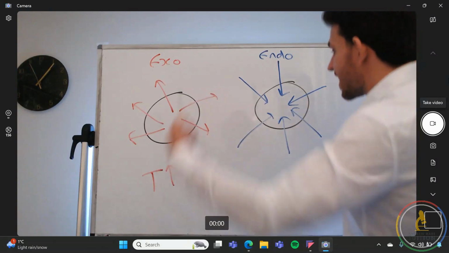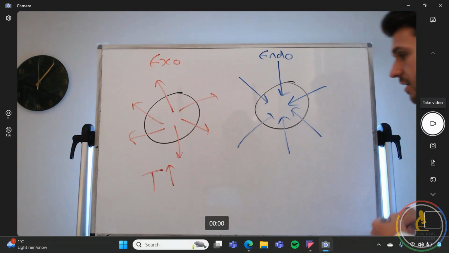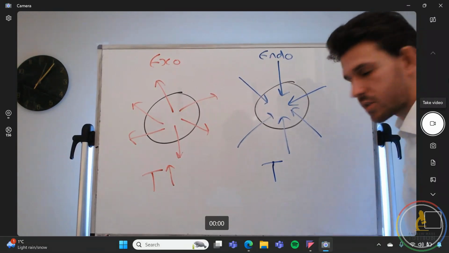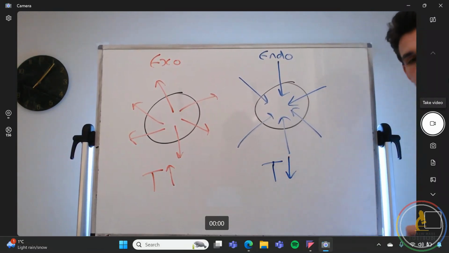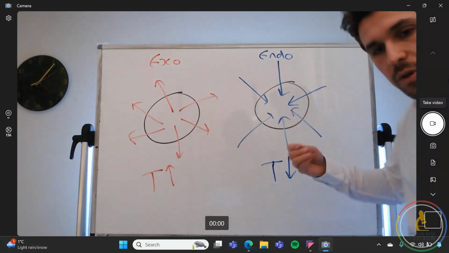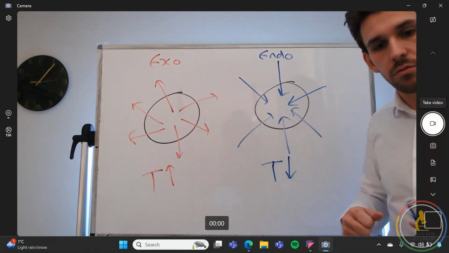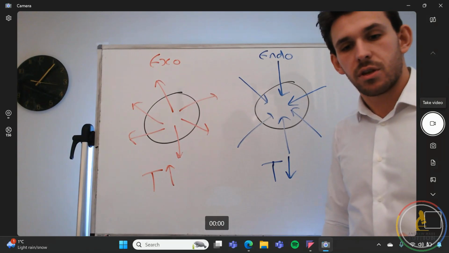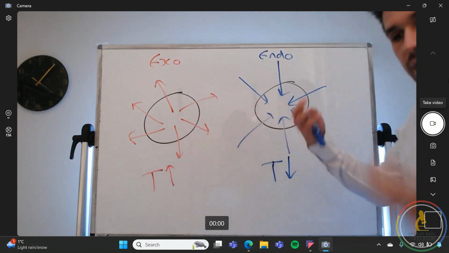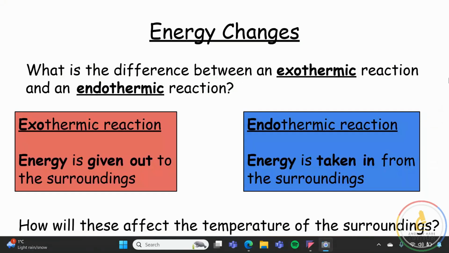Whereas in an endothermic reaction, the opposite is true. Energy is taken into the reaction from the surroundings. So that is going to cause the temperature of the surroundings, I'm using this letter T to show temperature, to go down, because energy is being taken into the reaction, so the surroundings are losing energy. And if something's losing energy, it's cooling down. So the temperature will decrease. Nice and simple, right? And that's why I drew it in blue, because that associates it with cold things, because it's losing energy.